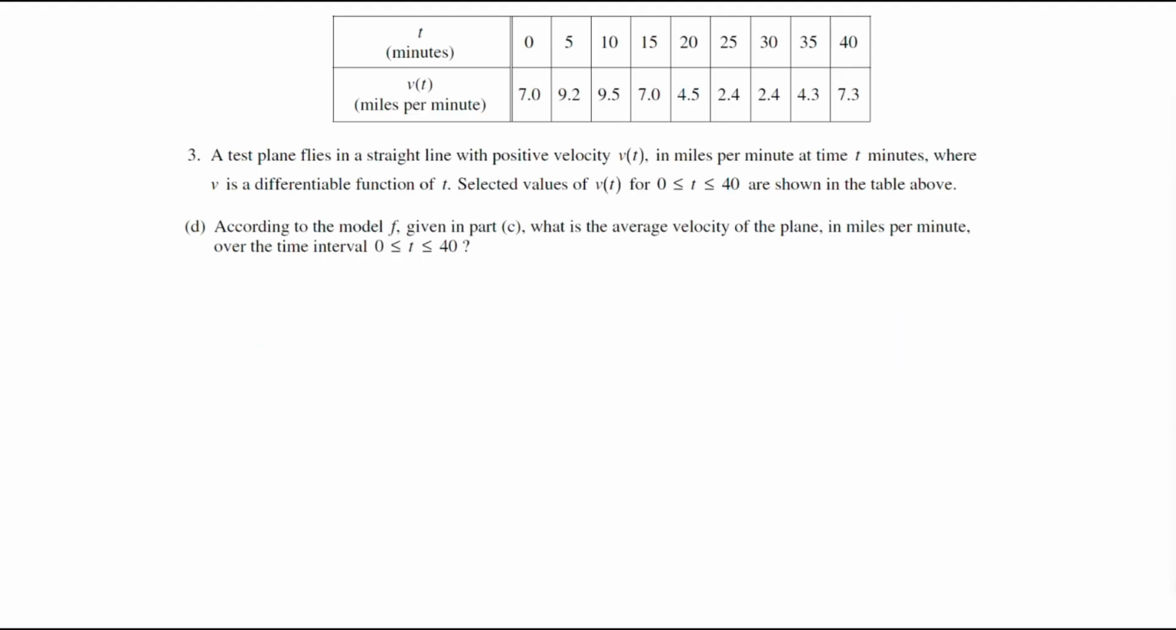Now in part D, we want to know the average velocity using that same model from part C. The average of a function is just 1 over b minus a times the integral from a to b of that function. So we're just going to do that: 1 over 40 minus 0 times the integral from 0 to 40 of f of t. We'll punch it into our calculator.